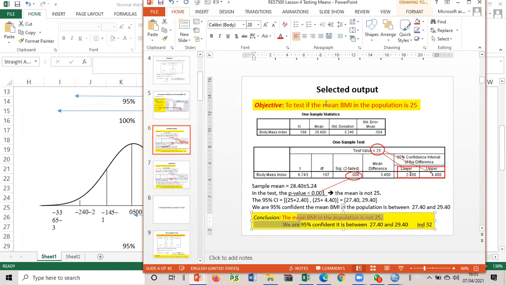Now, the question is, what is the mean BMI, right? You're focusing on the mean, not individuals. To test if the mean BMI is 25. Mean means all the people added together and divided; is that mean 25? My answer, no, it's not. The next question is, then where is it? The mean is between this, not individual values. It's still possible somebody could be 32, or somebody could be 20. But averaged out, the mean is between these two limits.